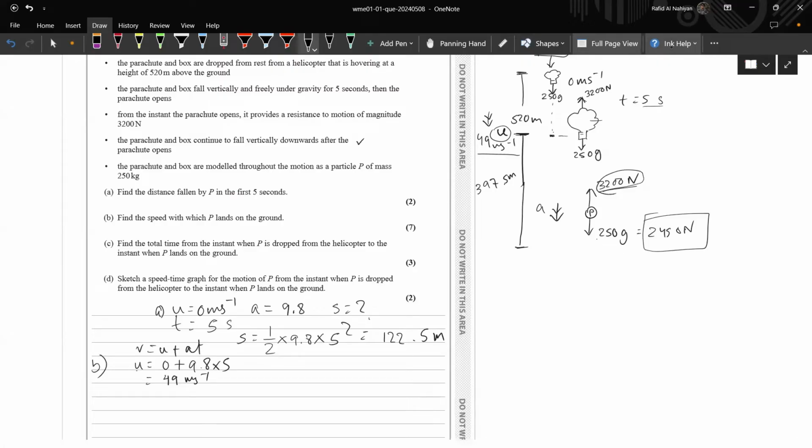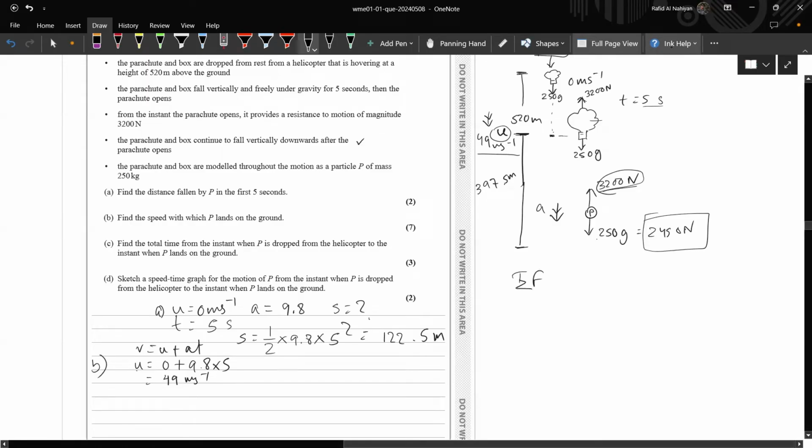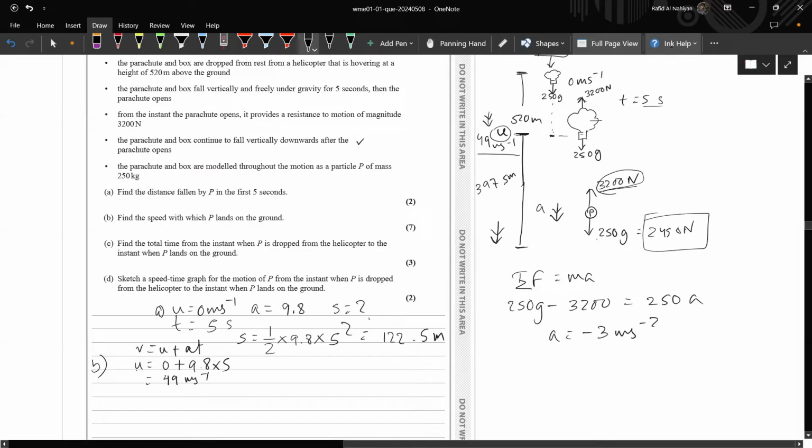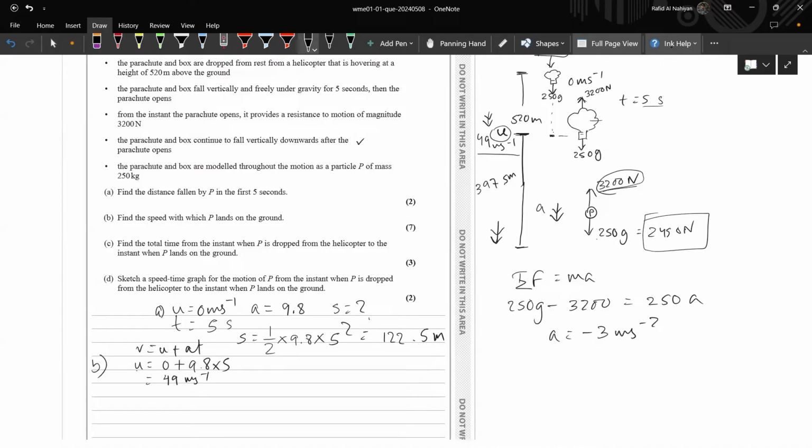And what's going to happen? Well, now this particle P is going to start decelerating. So let me just find the value of deceleration. How can I do that? I can just use the resultant force equal to ma. So in this formula, the resultant force would be 250g, if I'm considering this to be the positive direction, then 250g minus 3,200 will be equal to the mass, which is 250, times the acceleration. So the acceleration comes to minus 3. Okay? So it is still falling downwards, but it's just decelerating, meaning that it's just decreasing its speed, but it's still falling downwards. Okay, this was a confusion I had in the exam, but later on I figured it out.